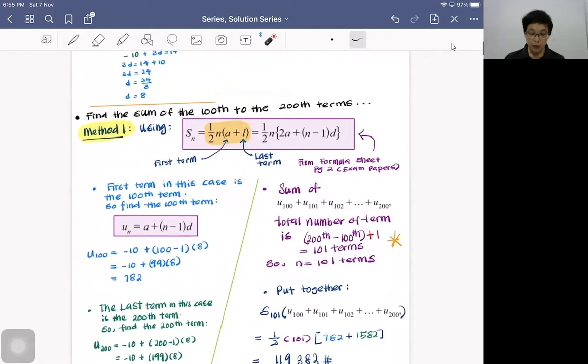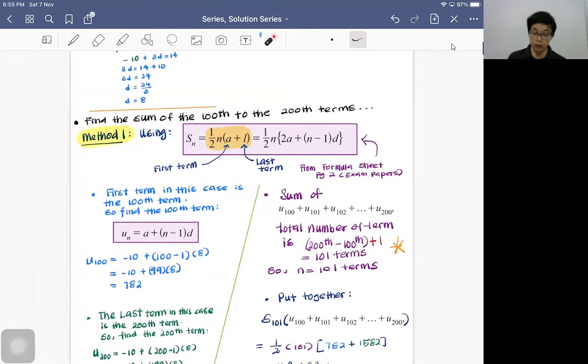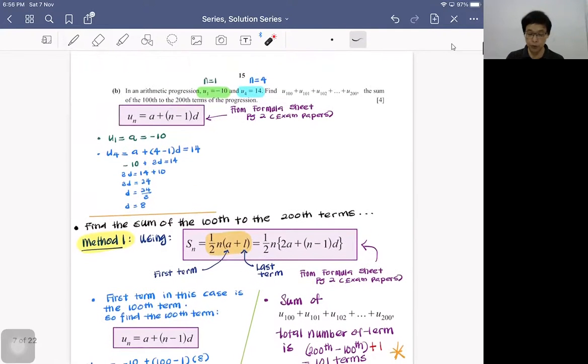Let's begin. For the first method, we take from the formula sheet the formula of the sum, and we use the first version, which is half n bracket a plus l, where a is the first term and l is the last term. Well, from the question it was given to us, the first term in this summation is the 100th term, and then the last term is the term of the 200th.